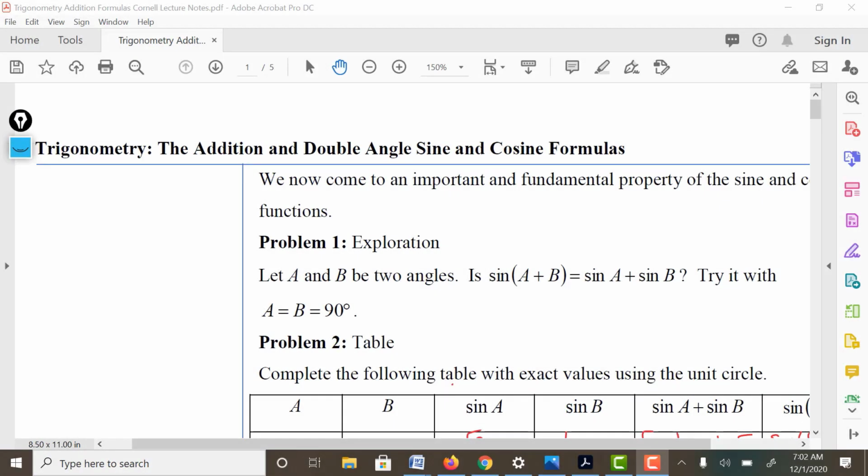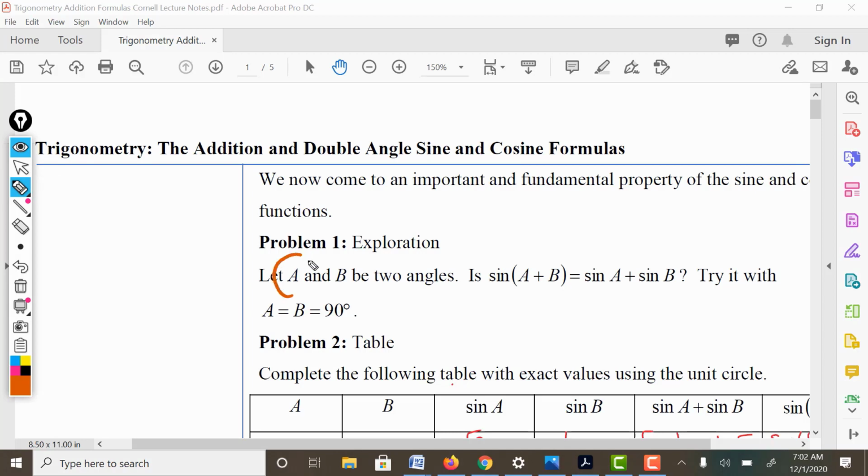In order to be efficient at addition and double angle formulas, you'll need to be very comfortable with your unit circle, as well as with setting up right triangles and finding sine and cosine. Let's begin with a quick exploration of the need for addition formula.